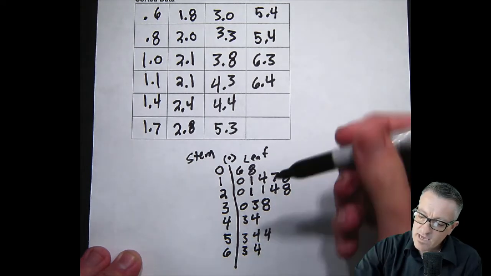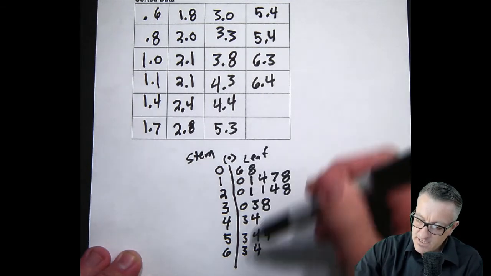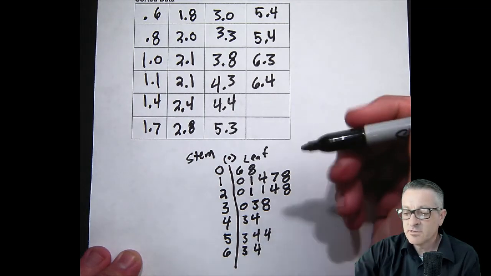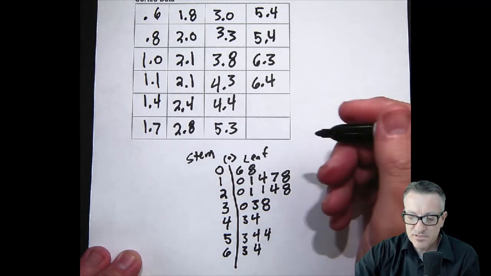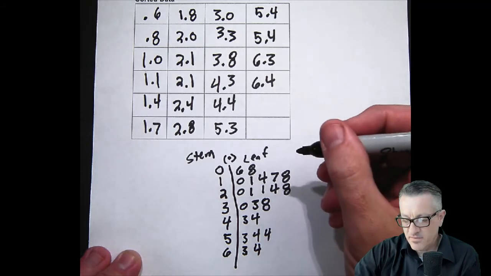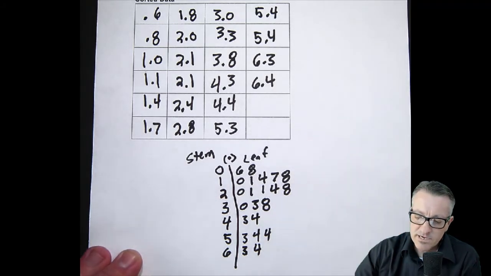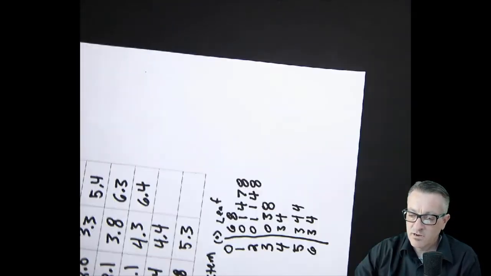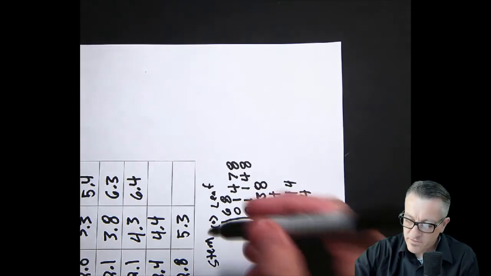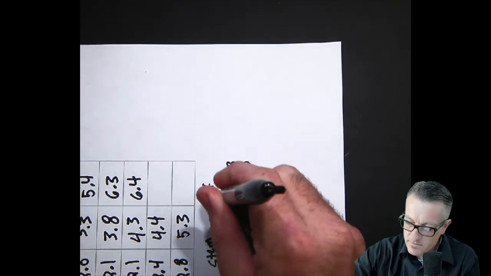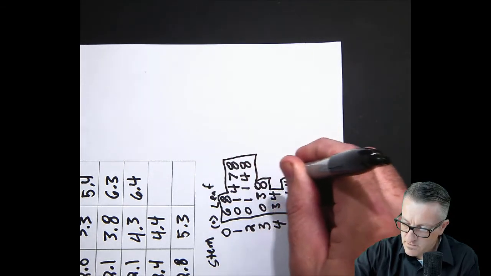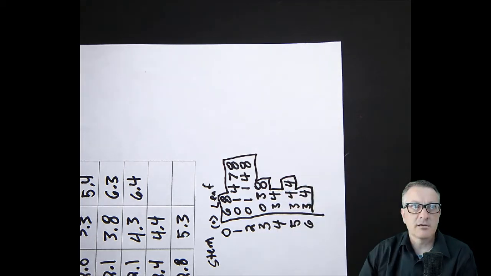So if we had to reconstruct this data, we would have the original values again, which is something that we don't have with grouped frequency diagrams and things like that. The other really neat thing about the stem and leaf is that it creates a histogram-looking diagram. If we look at this, the frequencies jump out at us. So it's really neat in that regard.